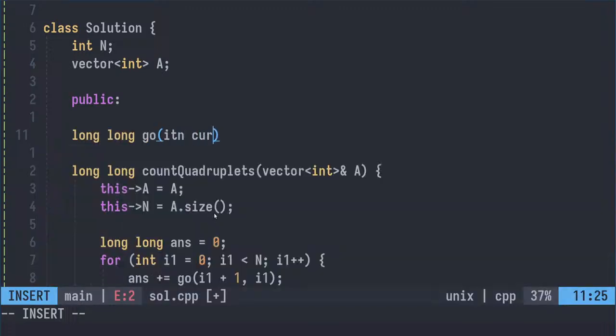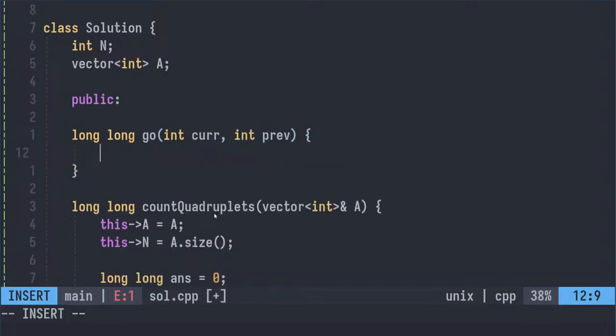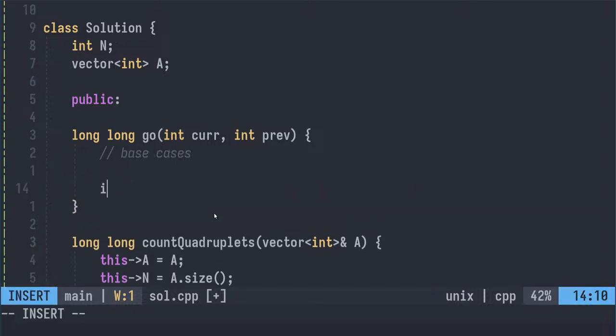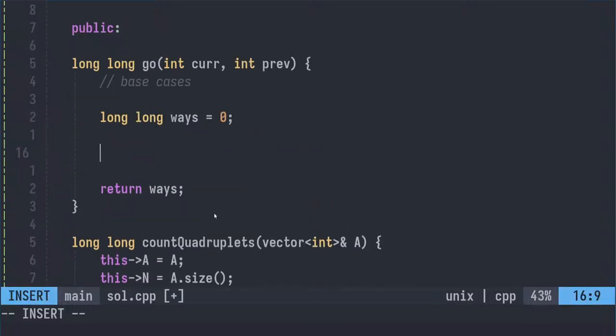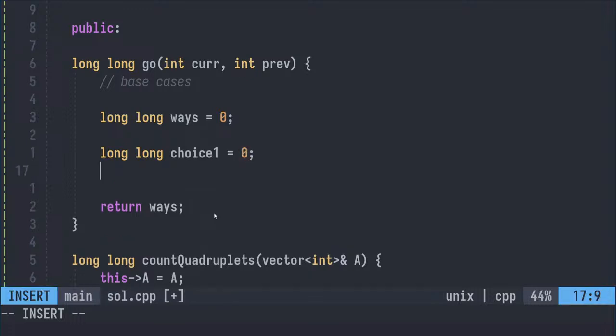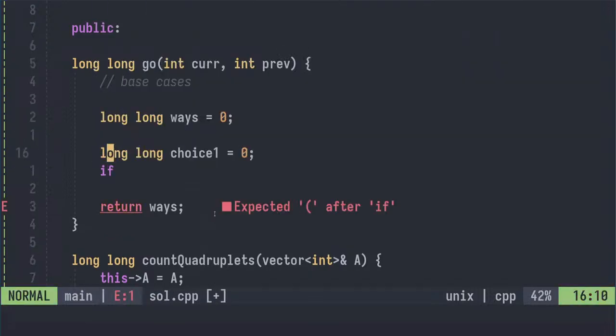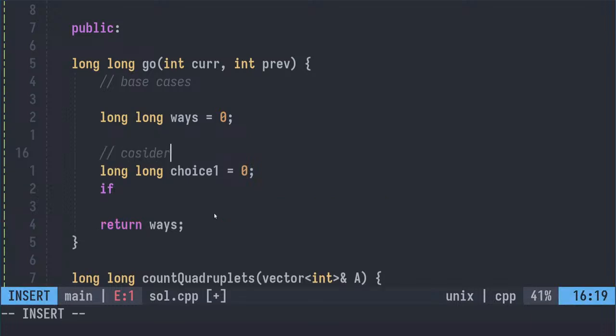Long go current index, previous index. I will write base conditions. Before that, the number of ways is initialized. Return from here. Now there are two possibilities. So first one was, let's say choice one. It was only valid, and this choice means that consider a of current in the construction.